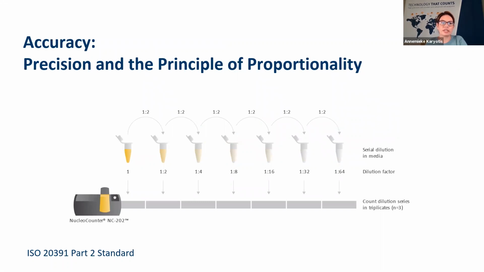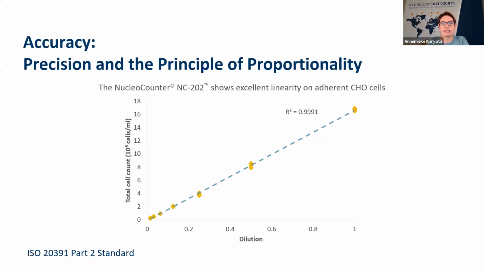Accuracy. So here we took the NC202 and measured using the precision of the principle of proportionality. So you take a top concentration of cells and do doubling dilutions down and check for linearity. And here you can see the NC202 has showed great linearity. This was done on adherent CHO cells.